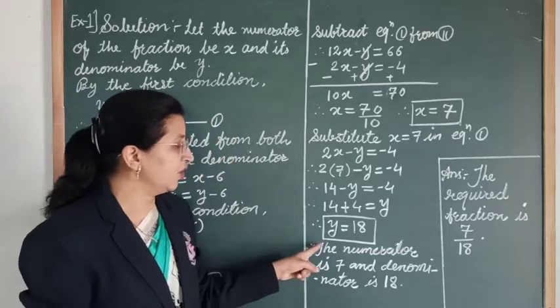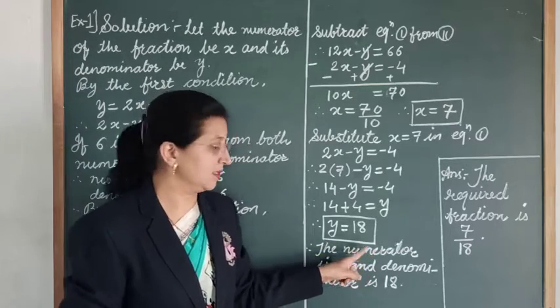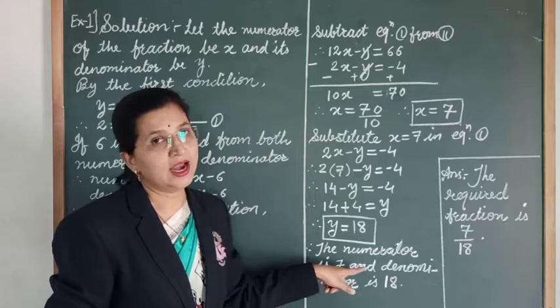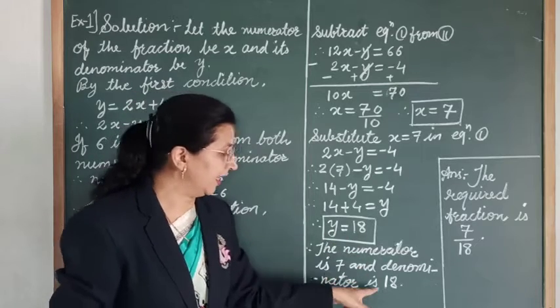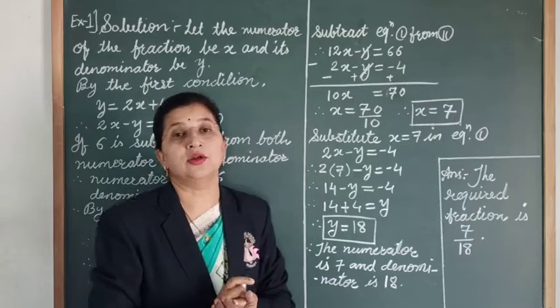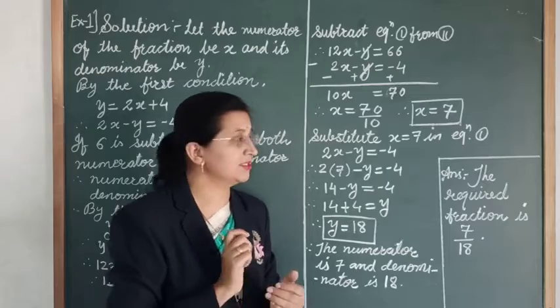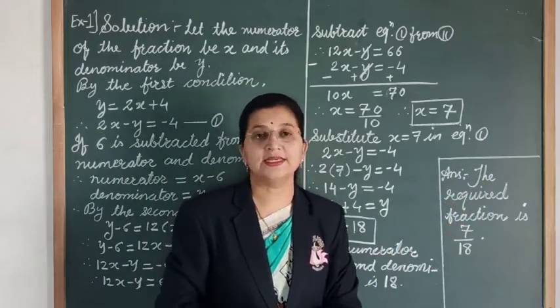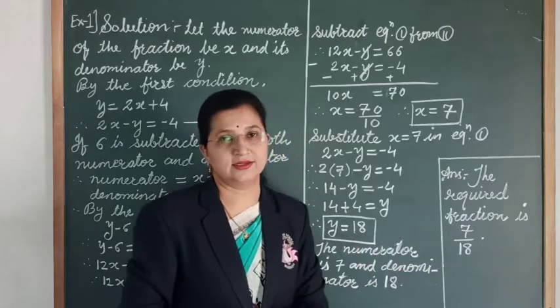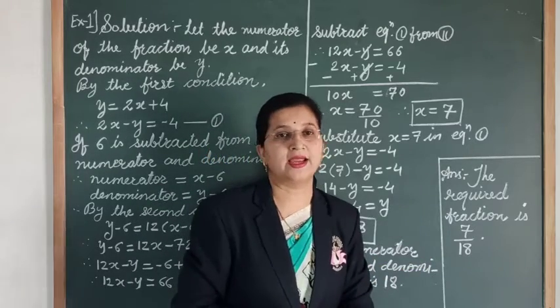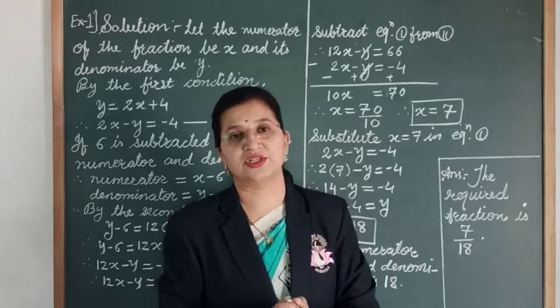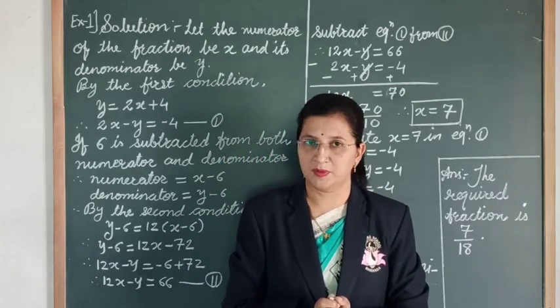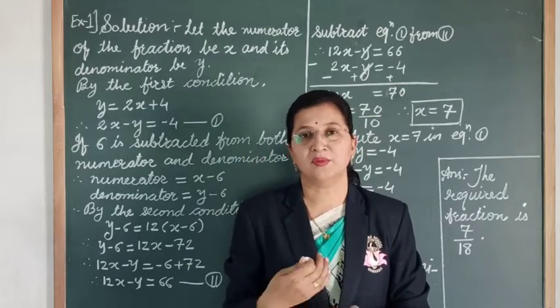So here the numerator means x. The numerator is 7 and the denominator is 18. So we were asked here to find out the fraction. So let's write down the last answer. Therefore, the required fraction is 7 upon 18. So dear students, in this way, by using linear equations in two variables, we can solve the word problems. Okay. So now let's see one more example.